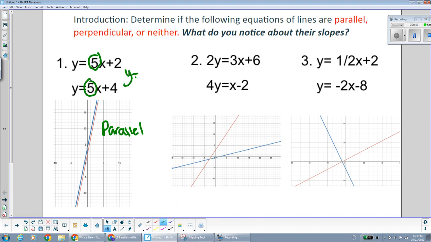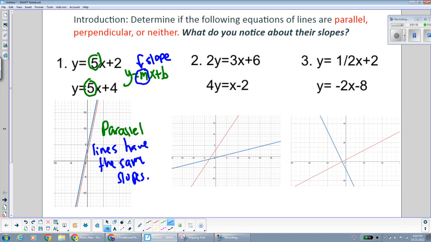Remember when we have a line in y equals mx plus b form, the m represents the slope of the line. So these lines are parallel, and we can write down: parallel lines have the same slopes.